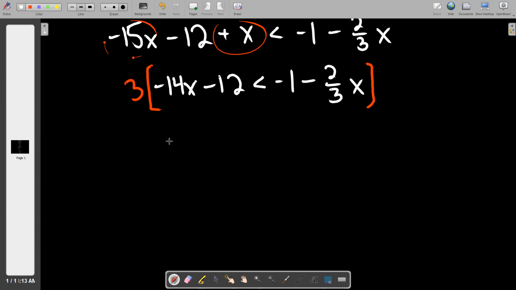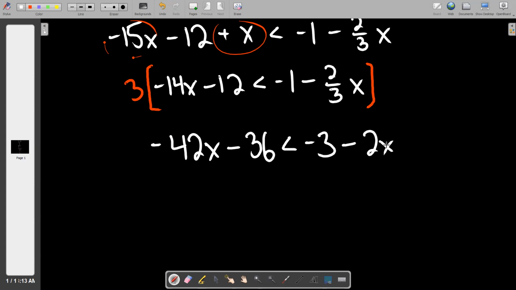3 times 14, I know, is a little outside your comfort zone. First off, it's negative, right? Anyone got that? 42. Good job. So we got negative 42x. Next one, keep it going. Minus what? Nice. Is less than what? Negative 3 minus what? 2x. Good job. Remember to use that hook.